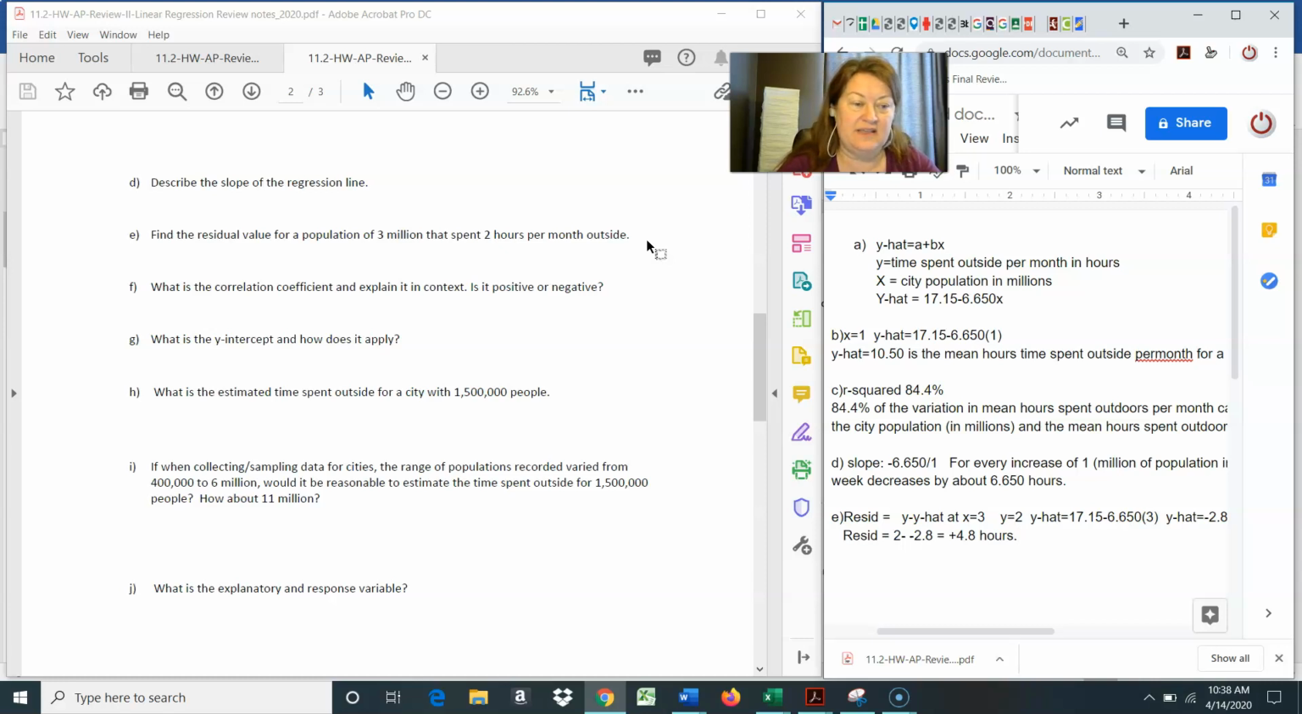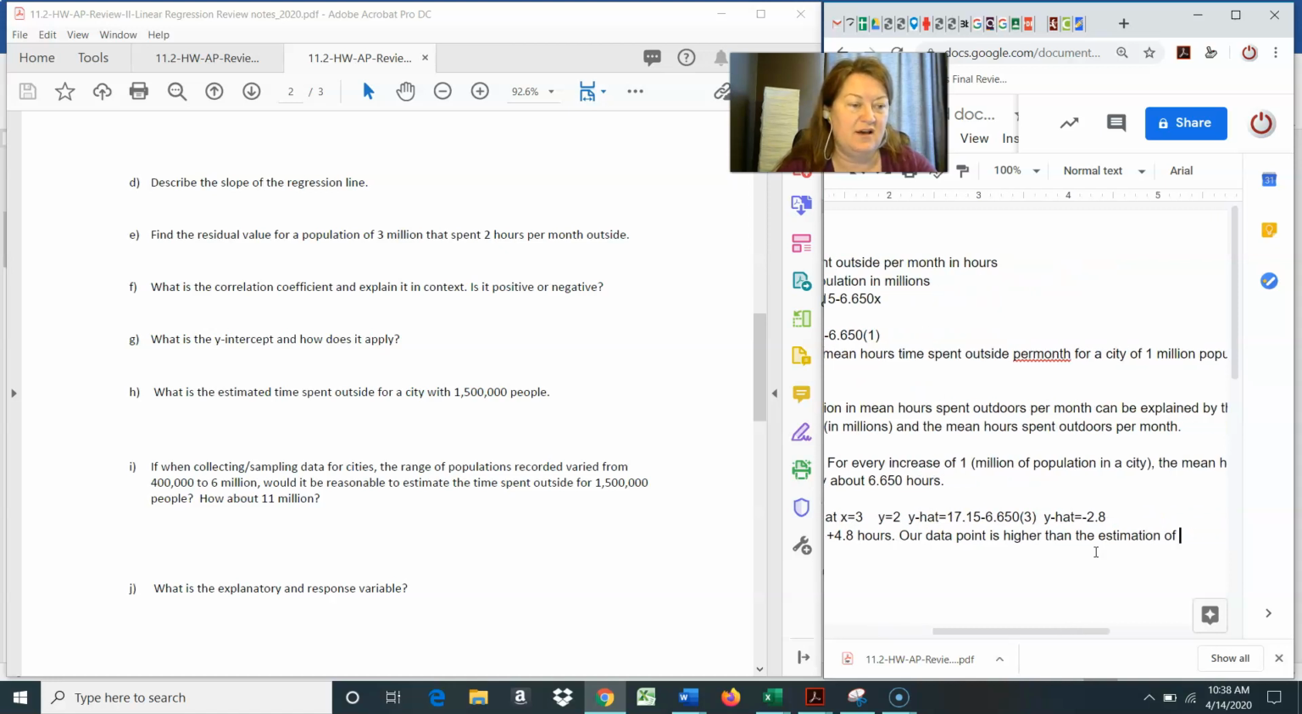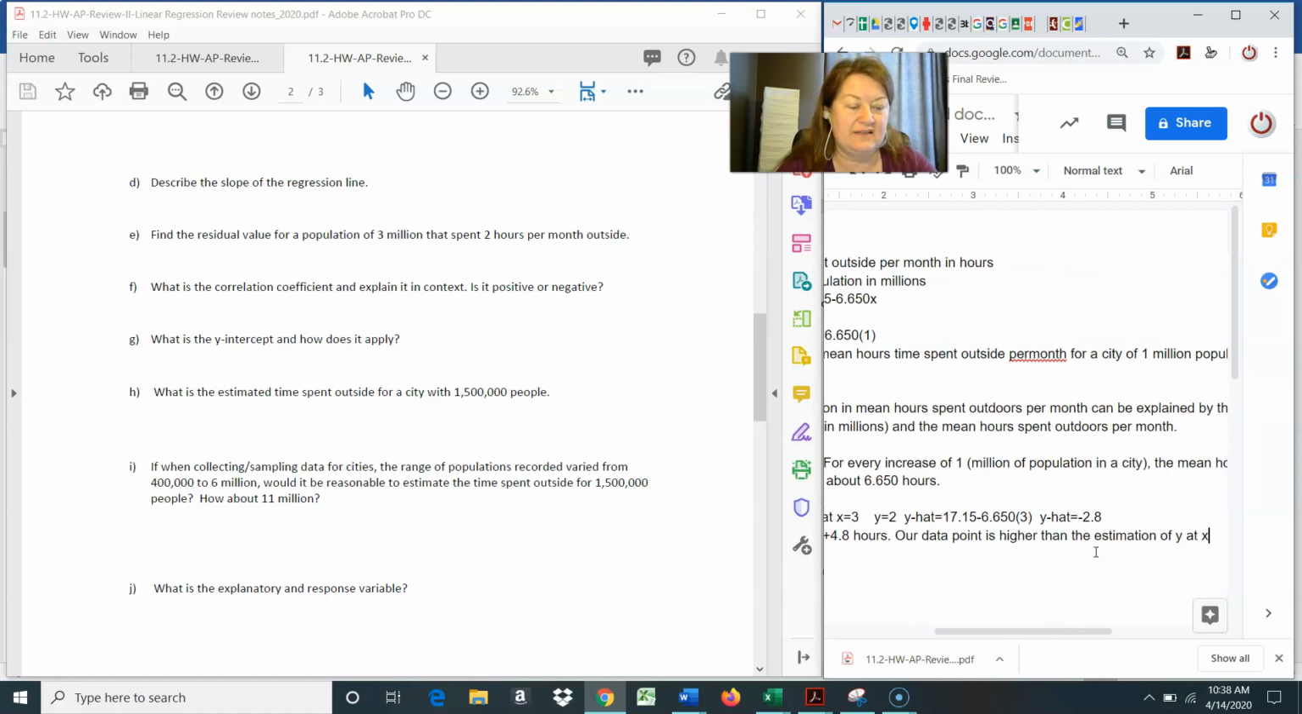Okay, and I want to be able to say positive. So why would I be saying positive? Well, which one was higher? We had that the original y was at 2, but the best fit line would have put it down in a negative number. So we are basically saying that our data point is higher than the estimated, that's what hat means, the estimation of y at x equals 3 million.